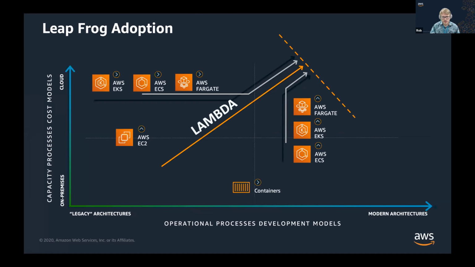Lambda sits all the way on that operational efficiency side of you just want to have code. You don't want to know where it's sitting. You don't want to know how it's scaling. You just want to be able to run that code.